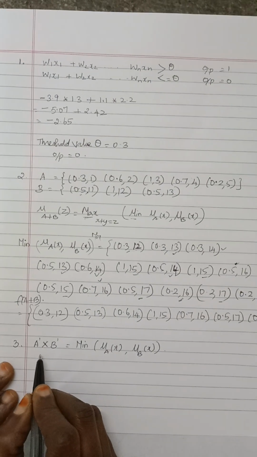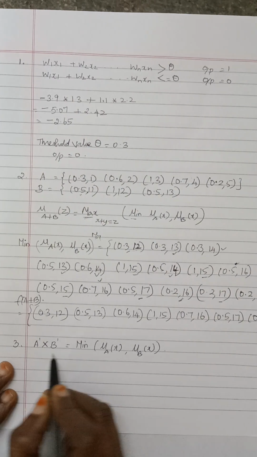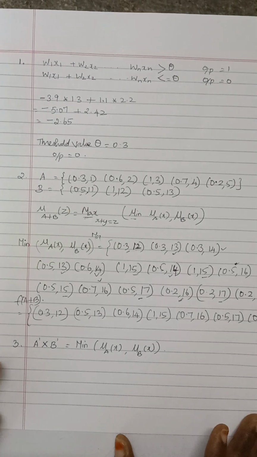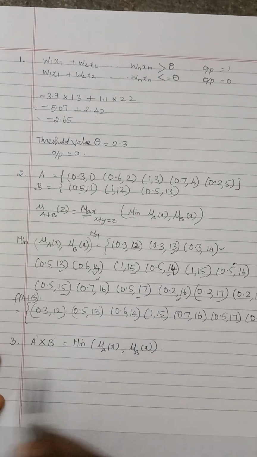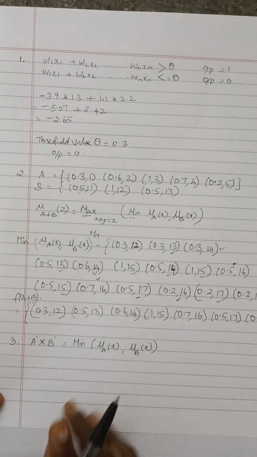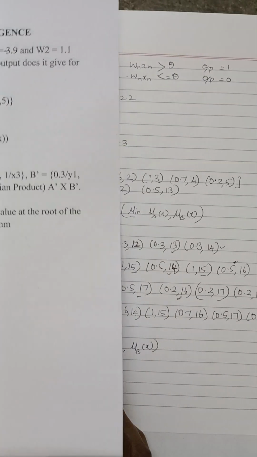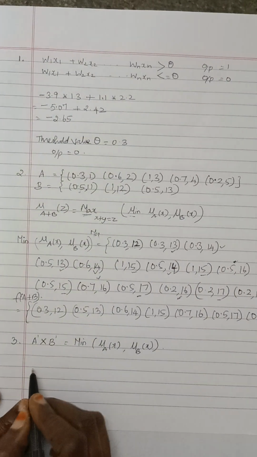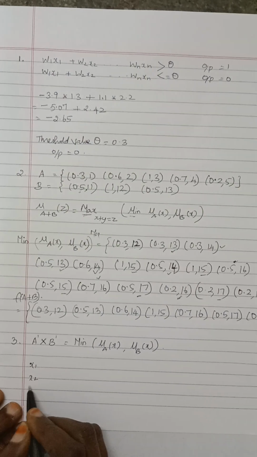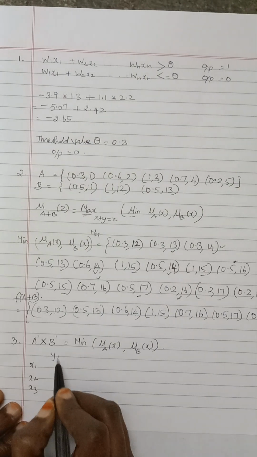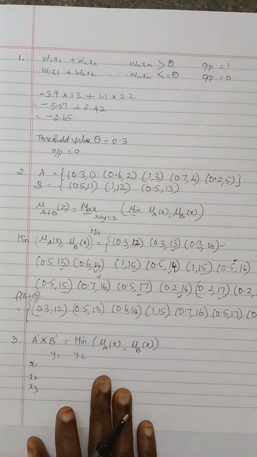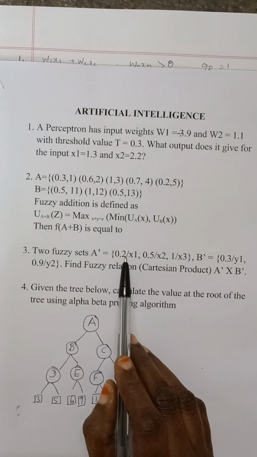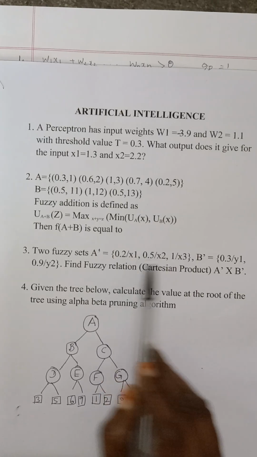So A dash cross B dash, where A dash and B dash are fuzzy sets. So the Cartesian product of fuzzy sets will be the minimum of mu A of x and mu B of x. So we have to find the minimum value. So how will we find the minimum value? They have given A dash as three values, 0.2, 0.5 and 1. So write these values here. Write x1, x2, x3, and here y1, y2. So it is given as 0.2 for x1, 0.3 for y1.